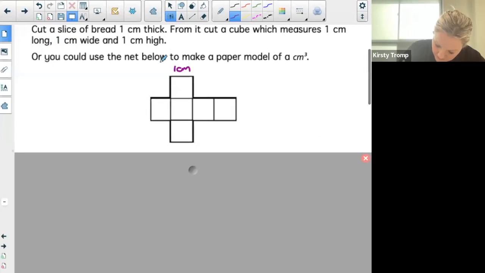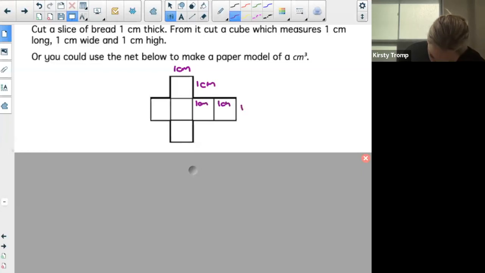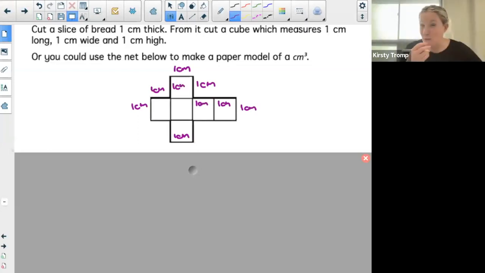Right, this side would be 1 centimeter. This side would be 1 centimeter, 1 centimeter, 1 centimeter, and so on. So all the sides would be 1 centimeter, very similar to those nets that we drew last week.